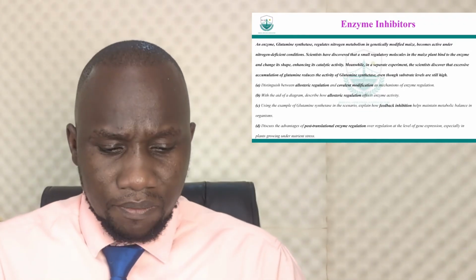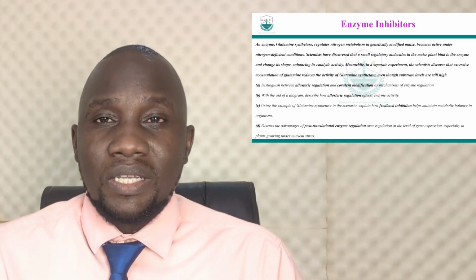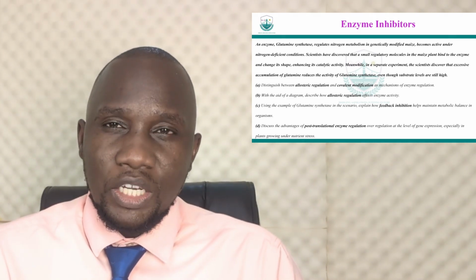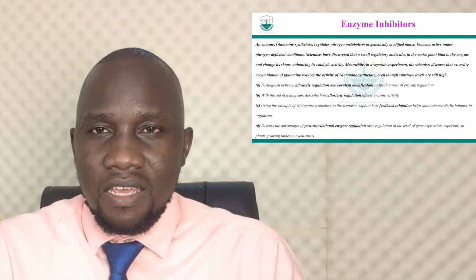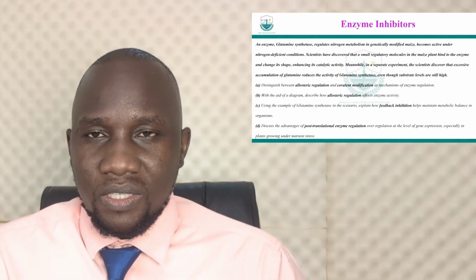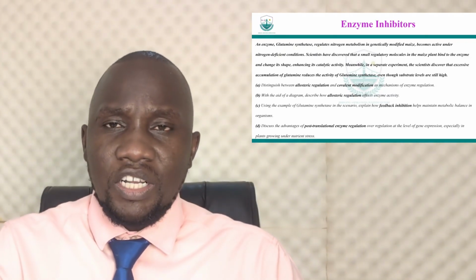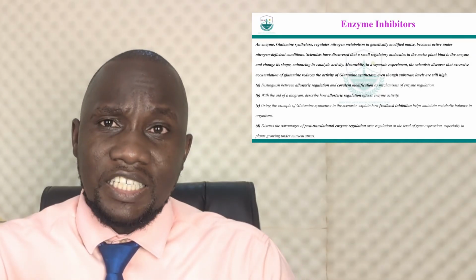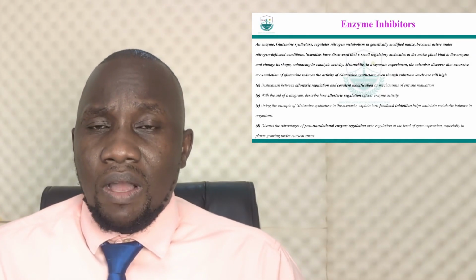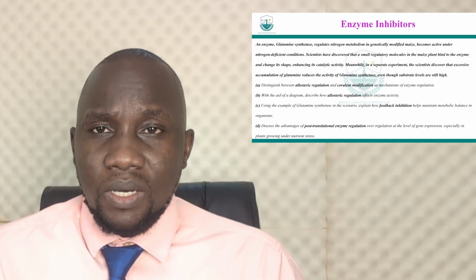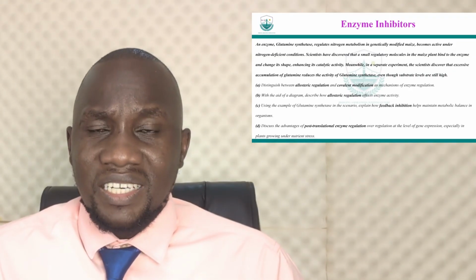Lastly, we need to address post-translational enzyme regulation. What advantages do we have in this concept in relation to regulation of enzymatic action at the gene level? Because we shall also look at gene level regulation of these enzymes. So that is basically it.